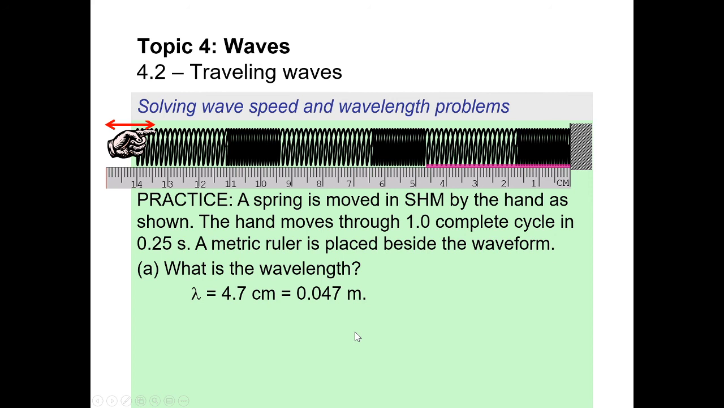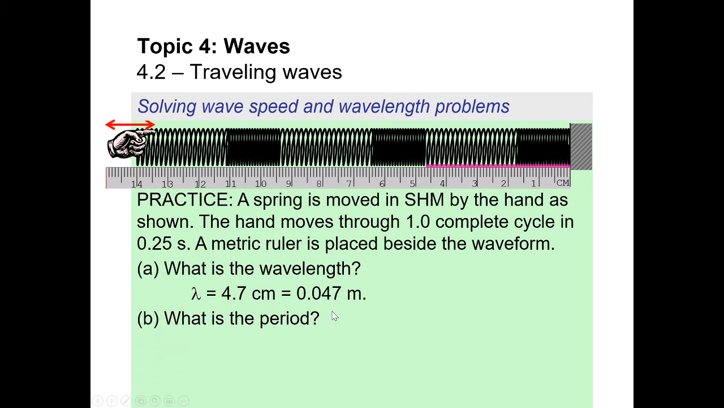The only thing you would need to do is then convert that into meters. A lot of problems and graphs in this section are going to have units that are not the units that you need to use when you plug it into the formulas. So you've got to make sure you read the units very carefully, whether it's in a question or on a graph, and convert it to the correct SI unit. So we have 4.7 centimeters. If you divide that by 100, you get 0.047 meters.